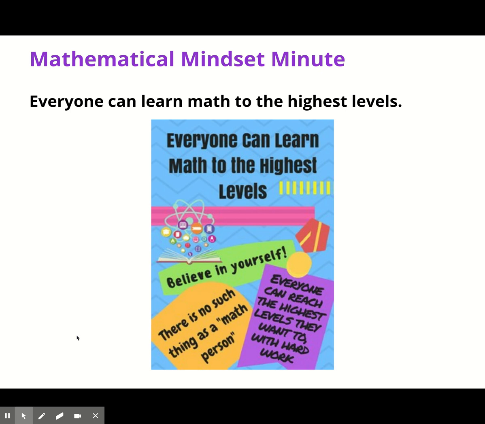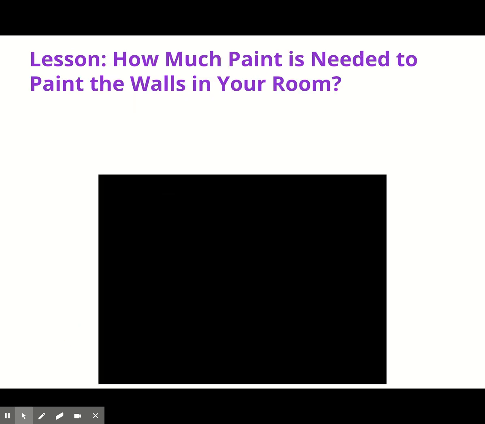So we're going to have a mathematical mindset minute for each of these videos. For this week's video, we're focusing on the fact that everyone can learn math to the highest levels. There is no such thing as a math person. Everyone can achieve at any math level, and that includes you. The more work you do, the smarter you get. That's pretty cool. Just remember, you are in control of how much effort you put forward in math and anything in life. So let's get on to our lesson.